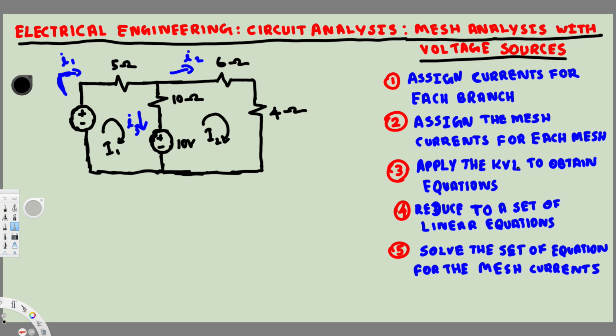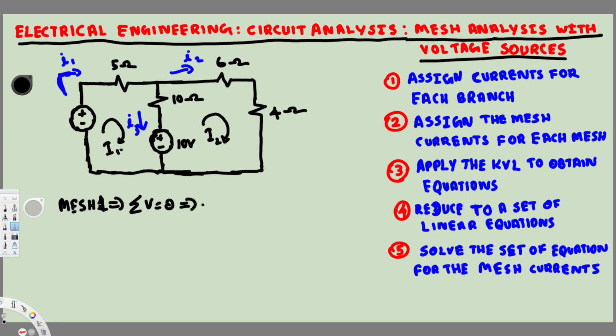Now Kirchhoff's voltage law says the sum of voltages is always zero. So if we add all the voltages in each of these meshes, it's going to be zero. Now let's start with mesh 1. So if I take mesh 1, we know that the sum of voltages has to be 0. So let's begin right here.